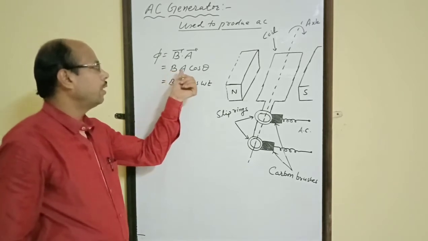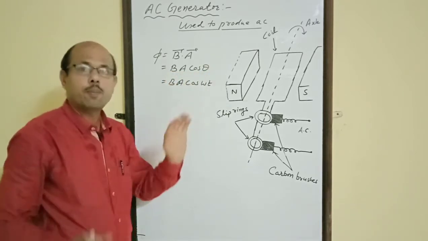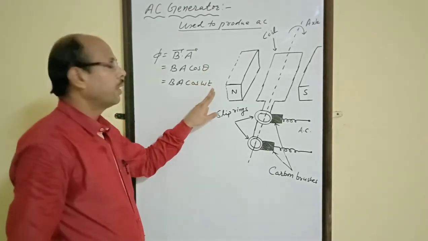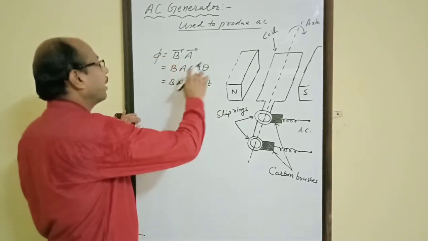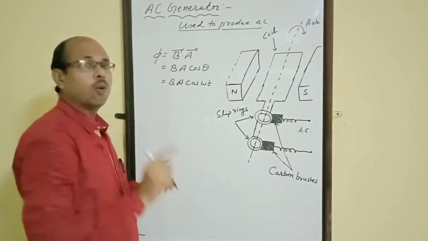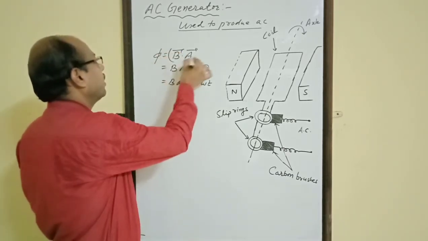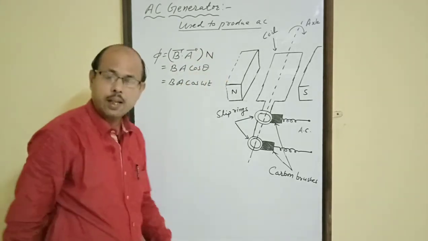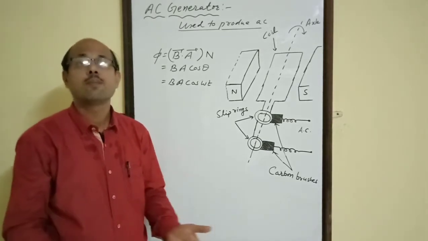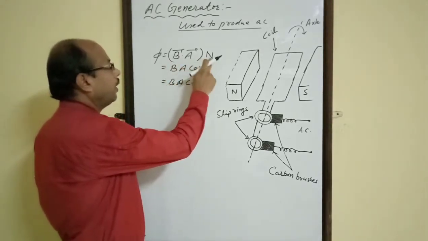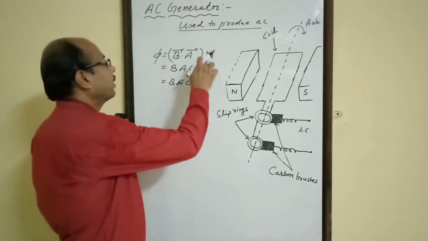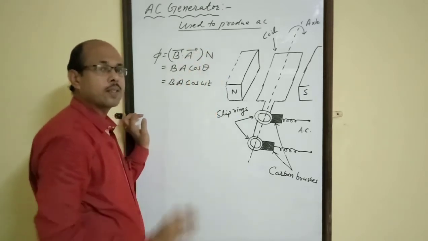We can write phi as BA cos theta, or BA cos omega t, because omega is the angular velocity, therefore theta can be written as omega t. This is the magnetic flux associated with a coil of only one turn. But we have to consider so many turns so that a larger EMF can be produced, therefore we use a number of turns, not a single turn.